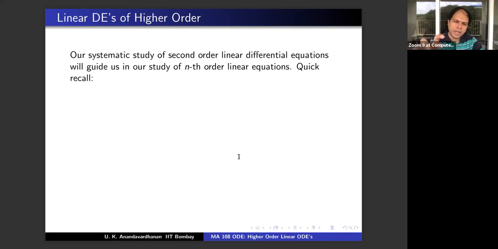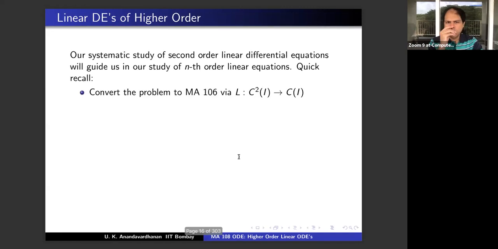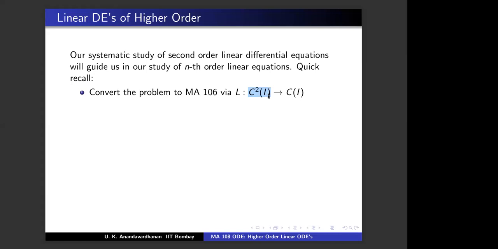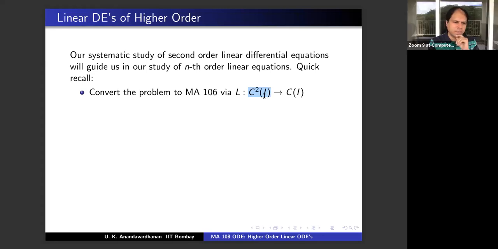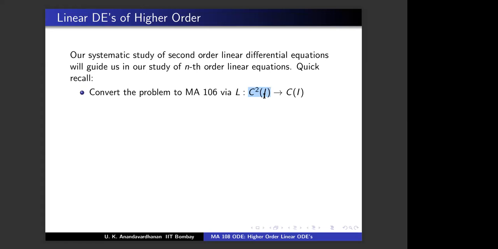In the next 5 or 6 or 7 bullet points, I am recalling whatever we have done till now. The first thing that we did is appeal to 106, use dimension, basis, etc. And we converted a second order standard form equation into a linear operator. What was C2(I)? The vector space of all functions which have a continuous second derivative. F', F'' all are continuous.